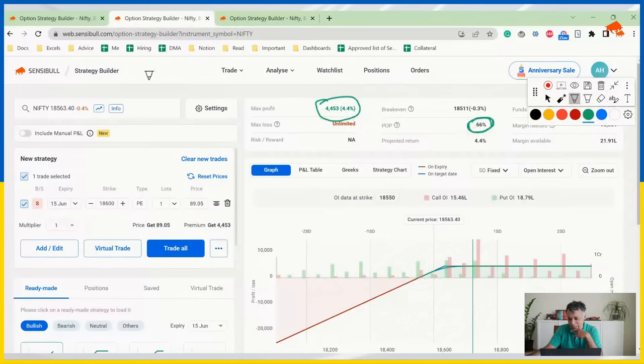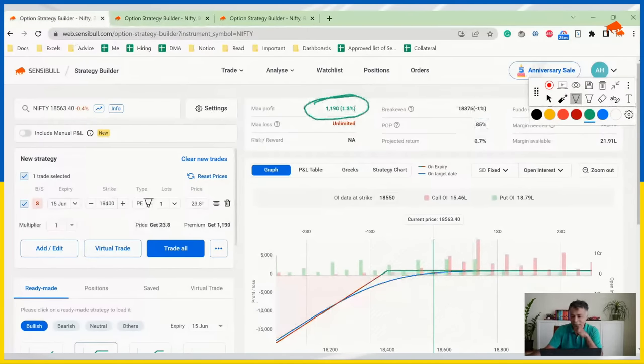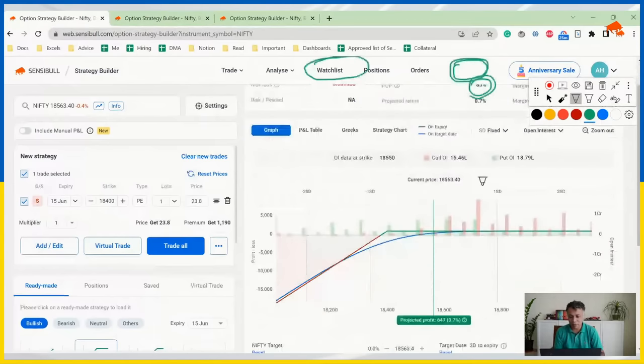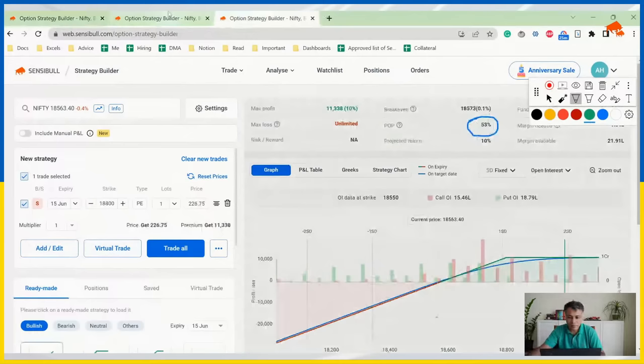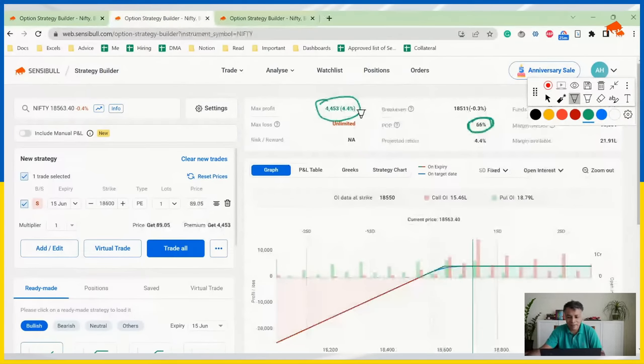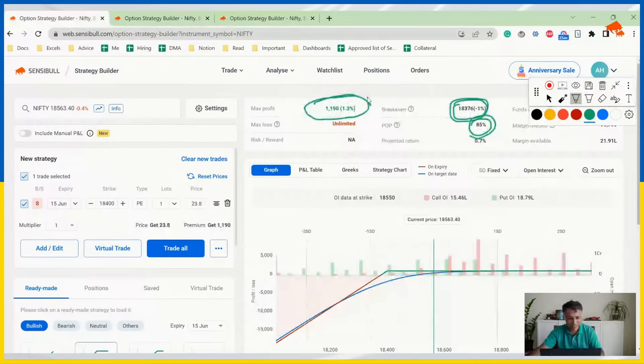That's not bad at all, right? Now, if you go deeper, the 18,400 put, that is 85% probability of profit. Breakeven is a full 1% below, right? But you only make 1,000 rupees, which is a return of hardly 1.3%. Now, here's the thing. Return of 10%, Sehwag. Return of 4.4%, I don't know who's the middle guy. Return of 1.3%, this is Michael Bevan. In fact, you can even go more Michael Bevan.